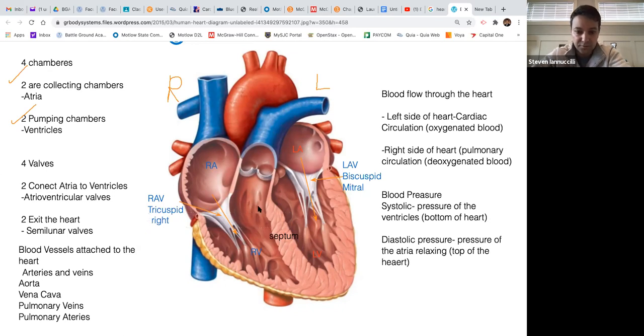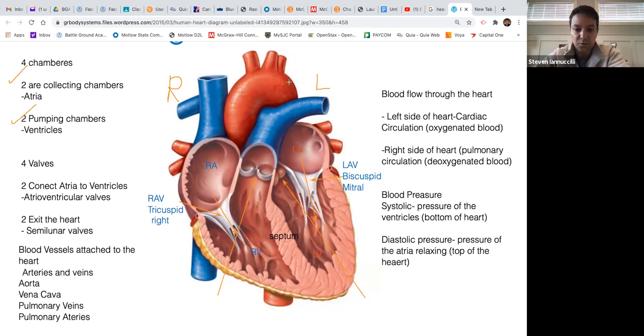Now there are two other valves, and they exit the heart. Okay, and we call them semilunar valves. And there's one semilunar valve right here, right there. And there's another semilunar valve right there.